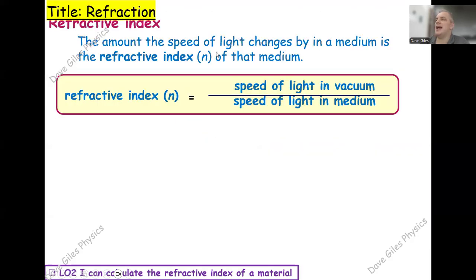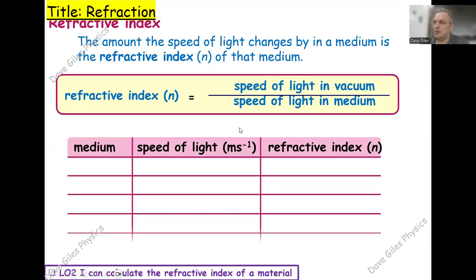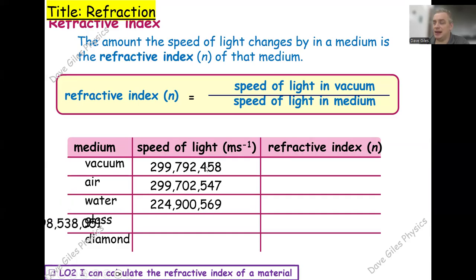So the refractive index is the amount the speed of light changes by in a medium. So the refractive index is speed of light in a vacuum divided by speed of light in a medium. So speed of light in a vacuum is about 3 by 10 to the 8 meters per second. You will be expected to know 3 by 10 to the 8. You don't need to know this many significant figures.